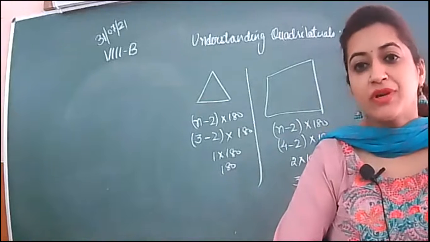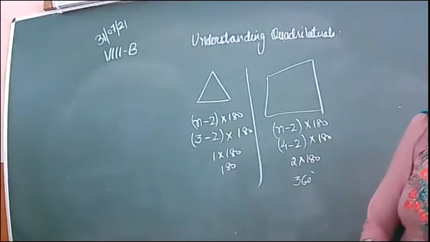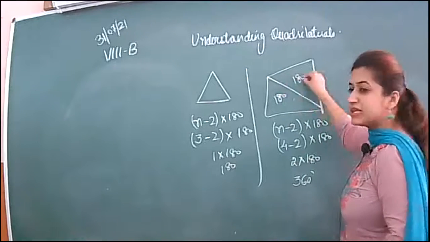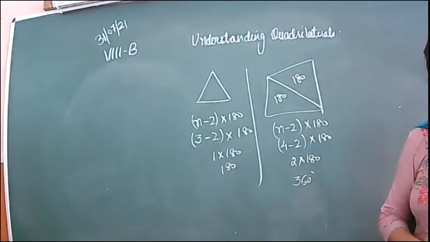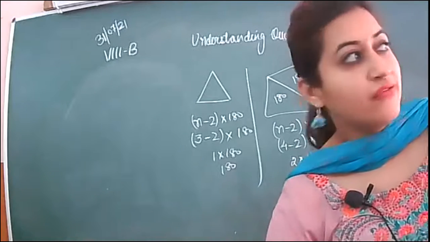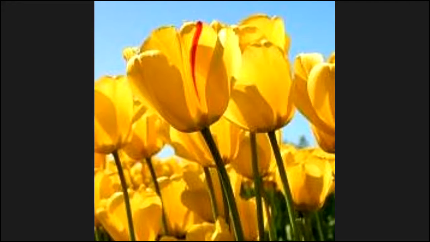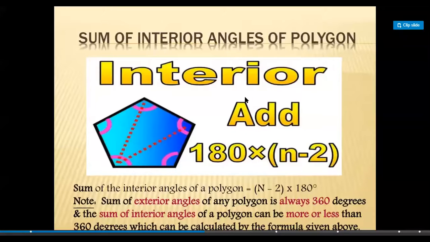You can see that you will always divide the figure in the form of triangles. As you can see, in the case of a quadrilateral, if I divide this, the sum of the angles is 180, 180, that will give you 360. So either you will use the formula or you can go for this method as well. Okay, beta? Any doubt? Now, this is the formula (n minus 2) into 180.